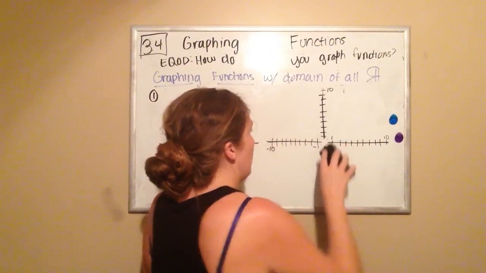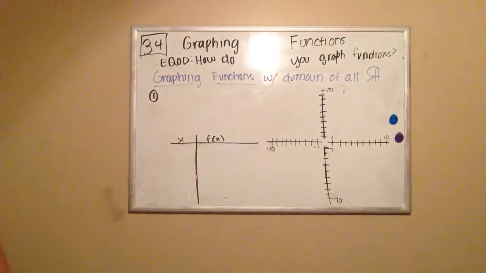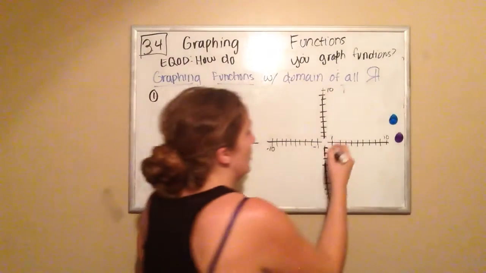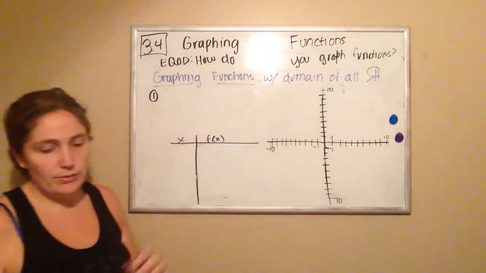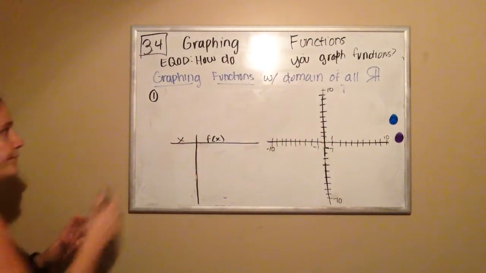Notice how my scale on my graph is only going by ones. You're more than welcome to graph it any way you'd like. If you want your scale to go by twos, that's totally fine. If you want it to go by threes, that's fine too. It's really however you want your scale to go by.